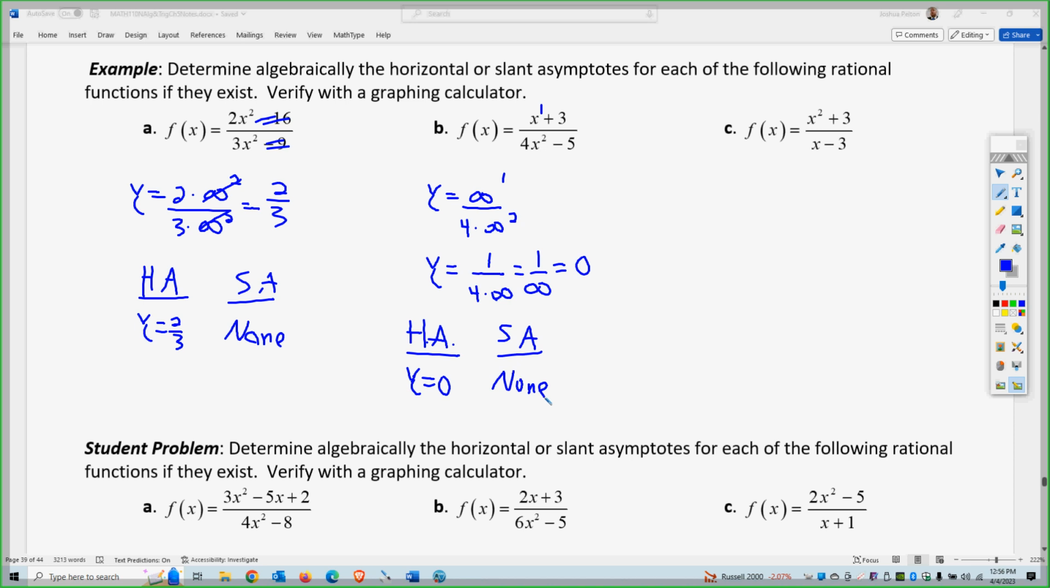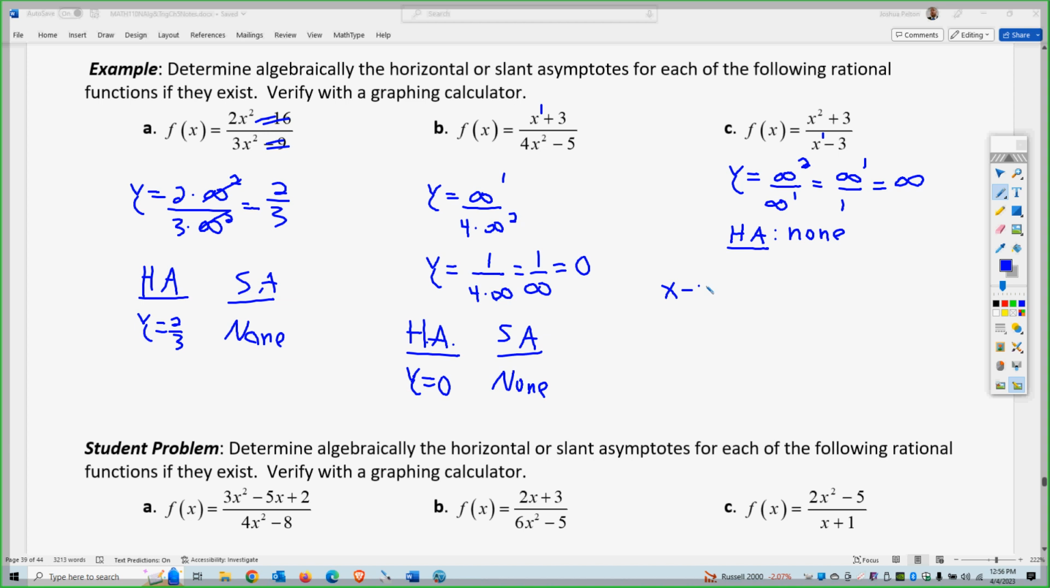Okay, in the last case, the numerator is a higher power than the denominator, so therefore we do not have a horizontal asymptote, we have a slant. And you can prove that to yourself by plugging in infinity. So infinity squared over infinity to the first gives you infinity to the first over 1. Well, infinity divided by 1 is just infinity. So clearly there's no horizontal asymptote, right? None. So now we have to do long division, right?